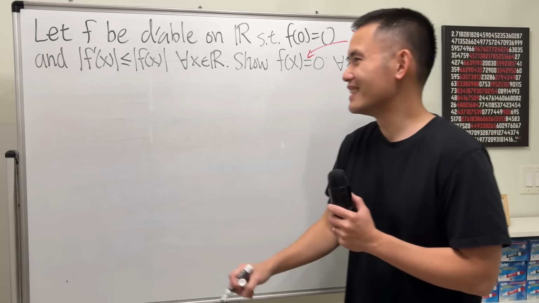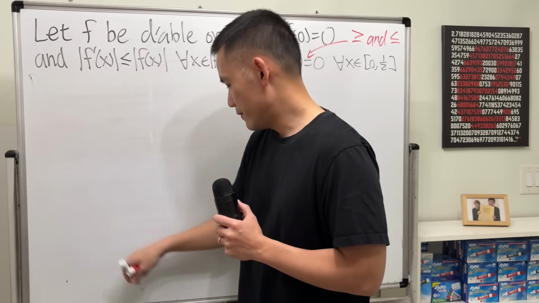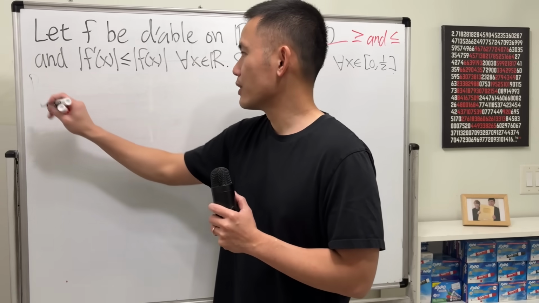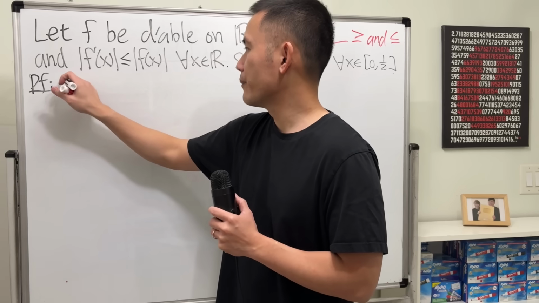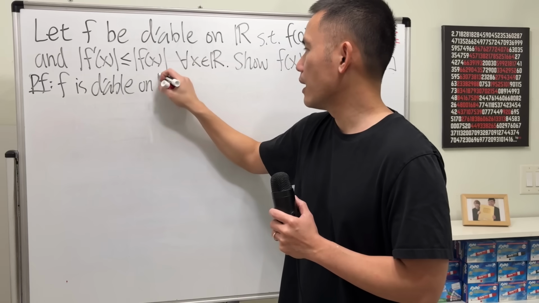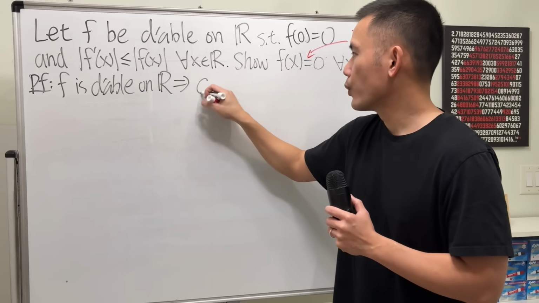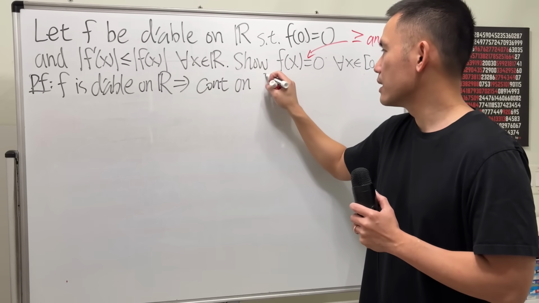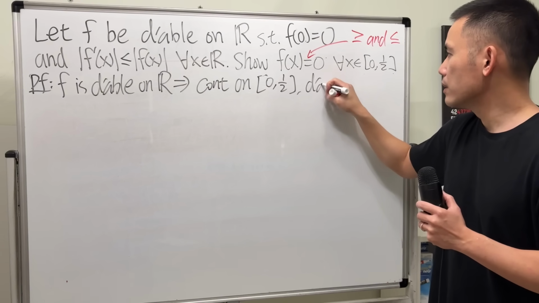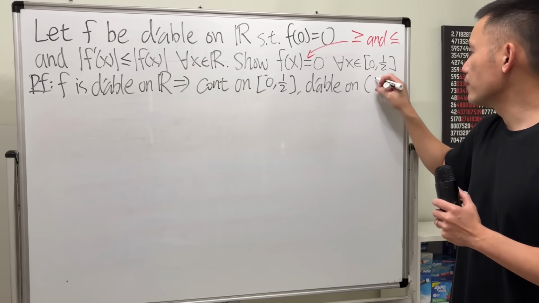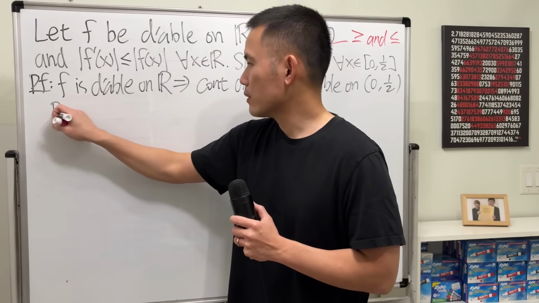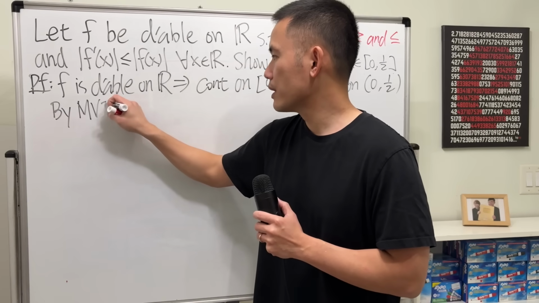So, have a look. I want to start with the mean value theorem, and to do so, we will have to write down the usual details. So, let's just go ahead and write that down. f is differentiable on R implies that we have f being continuous on the closed interval and differentiable, of course, on the open interval. That's the usual thing. Then we can quote the mean value theorem.